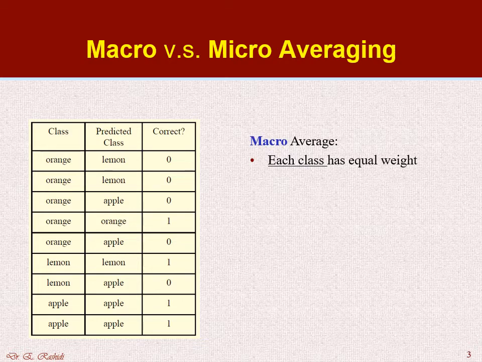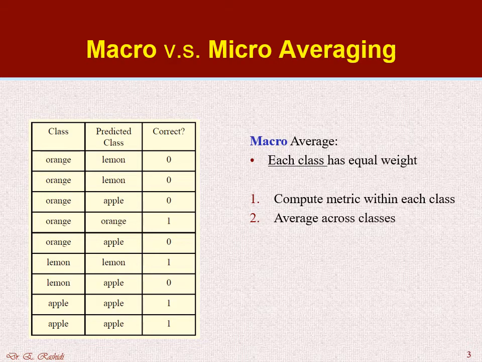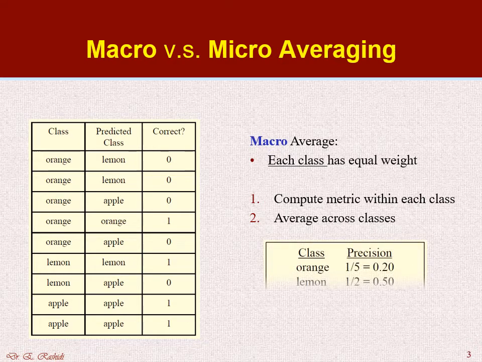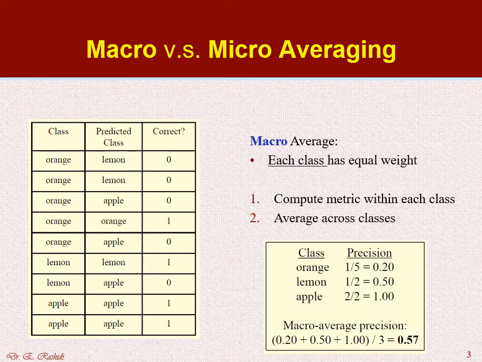So how do we compute macro averaging? The first step is to compute the metric within each class. For example, we compute the precision, the fraction of correct predictions, for oranges, then for the lemons, then for the apples. The second step is to average across the classes that we have. So let's see how it works for this example. For the orange class, we have 5 instances. Out of the 5 instances, only 1 has a correct prediction. So the precision for this class is 1/5 or 20%.